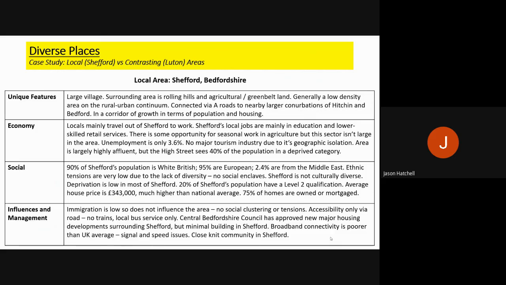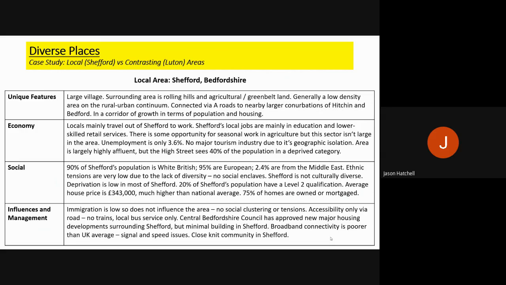And finally, the influences upon Shefford and its management. So immigration is low, as we said, and it doesn't really influence the area. There isn't really social clustering or tensions. Accessibility is only via road to Shefford. There are no trains. There's only a local bus service. So it's not very well connected. Central Bedfordshire Council has approved new housing developments surrounding Shefford, but minimal building in Shefford. So that may have an impact in future, but not in Shefford itself.